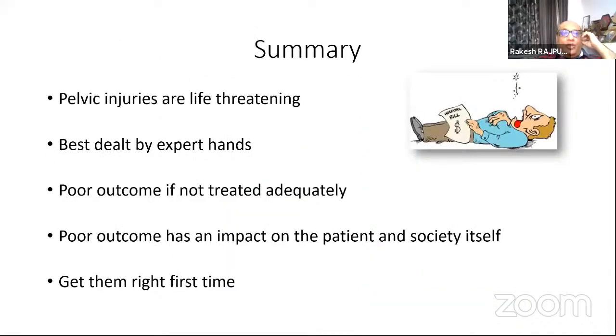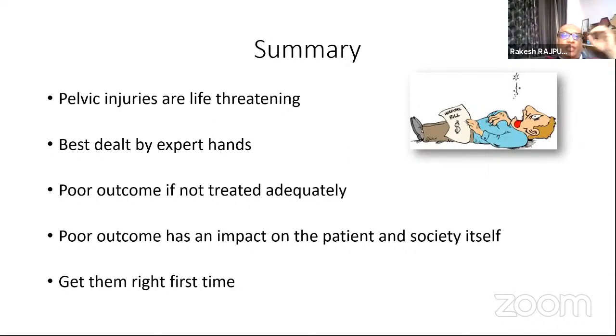So in summary, I would like to stress that these injuries are life-threatening and hence you want to get them right first time. So even if you work in very far off places, there are enough surgeons now, particularly given the very good work done by the AOPAS in the past. And we have created a lot of surgeons all over the country who are ready to give you a helping hand. So if you're a beginner, I wouldn't say don't tackle them, but tackle them having one expert surgeon with you. That way you'll be doing justice to the patient.